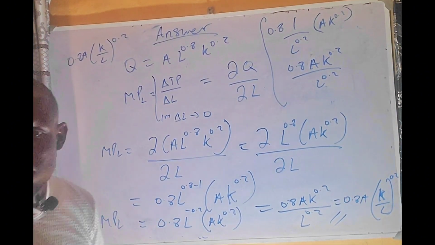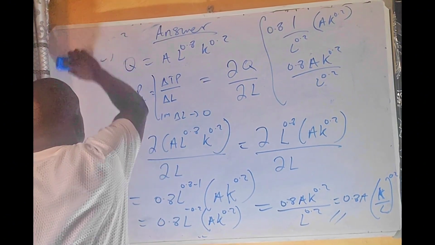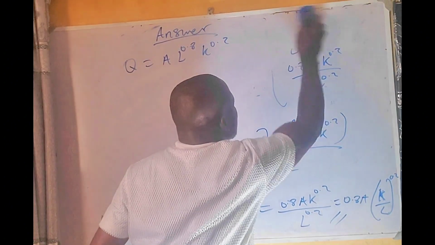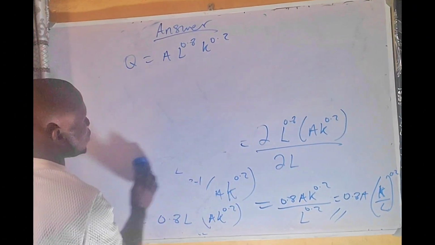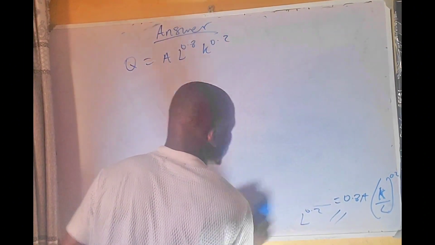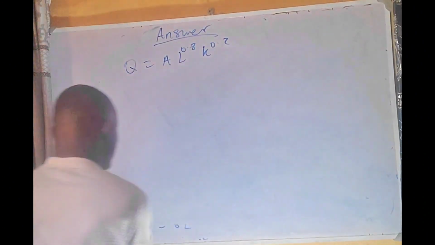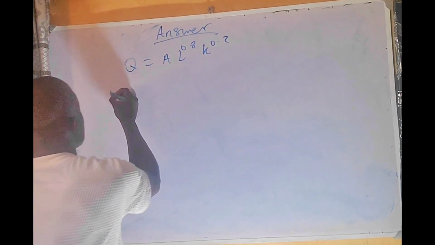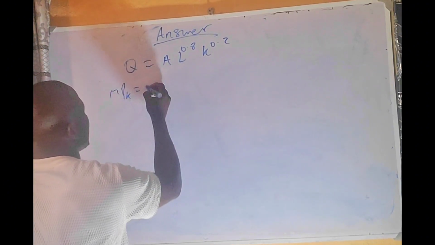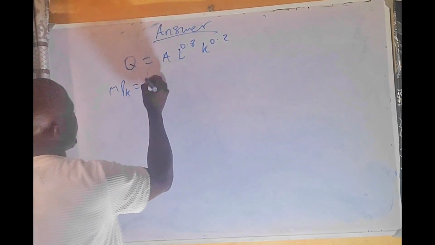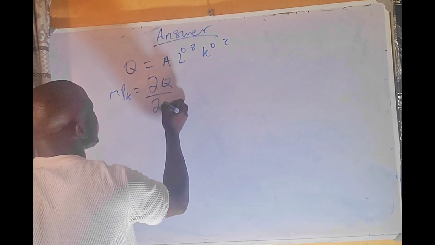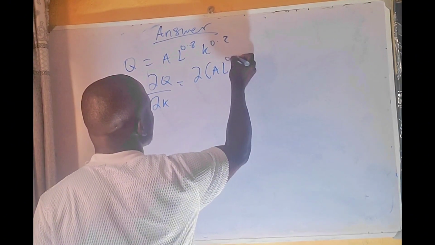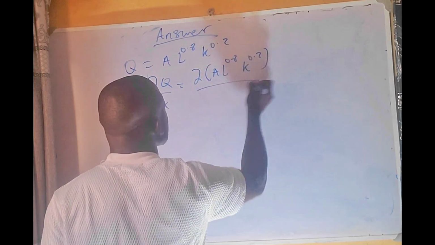Now that we have found our marginal product of labor, in the same manner, let's find our marginal product of capital. We are already done with the first part of it. So the next thing we do now is to treat the second aspect, which is finding the marginal product of capital. So our marginal product of capital will be, I've already done that, so let me go straight to the point here, the derivative of Q with respect to K, which is the derivative of A L^0.8 K^0.2 with respect to K.